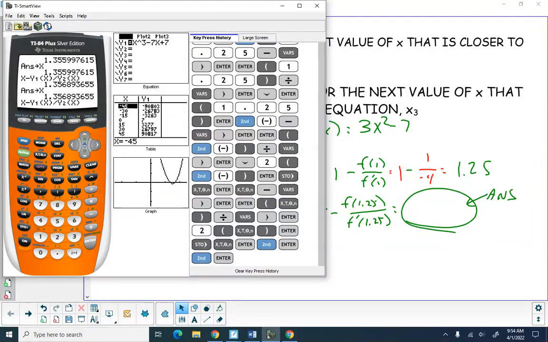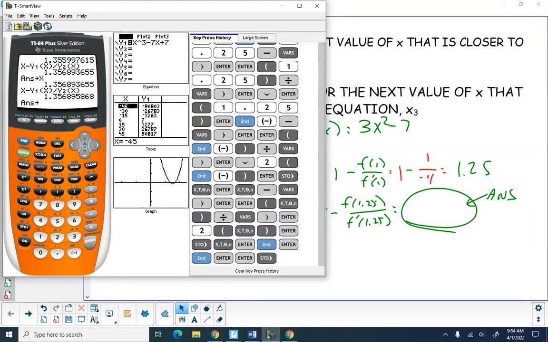Now my X value is this. So I don't have to go through all the y bars. I could just pull this line down again because all I'm dealing with is X. So if I hit enter, I get 1.356895868, which is almost identical to what I have. I'm good up to the 9. Here I had 3655. Here I have 5868. So I'm close. So let's store this to X.